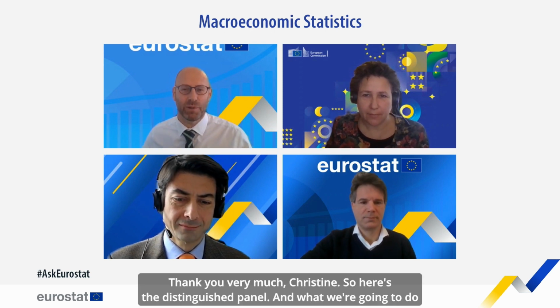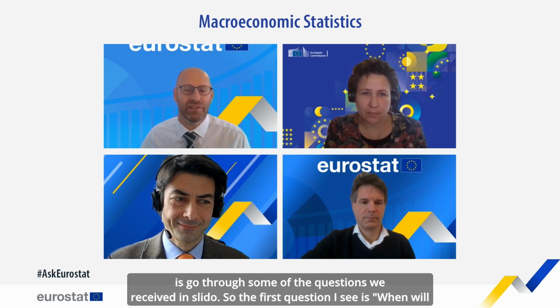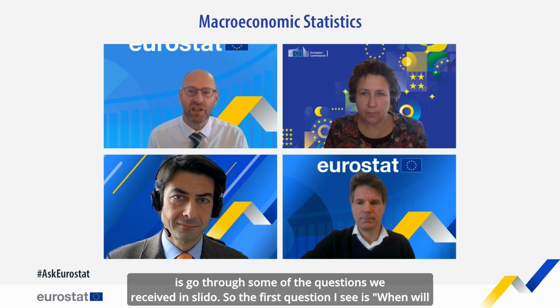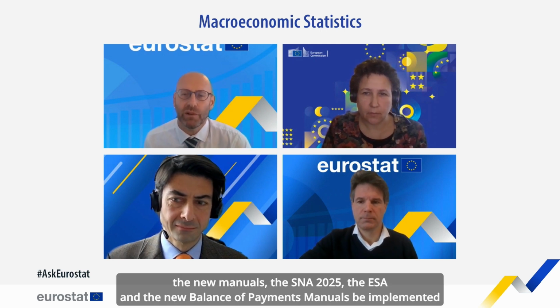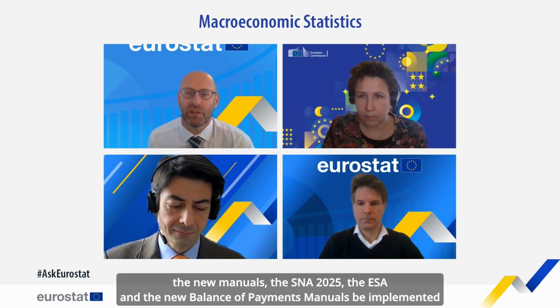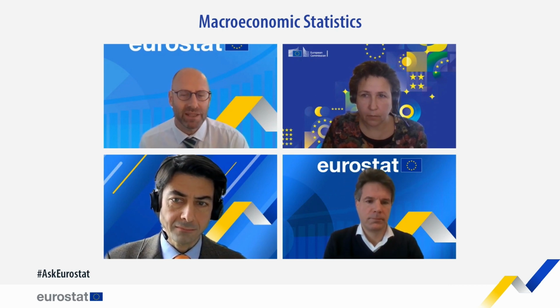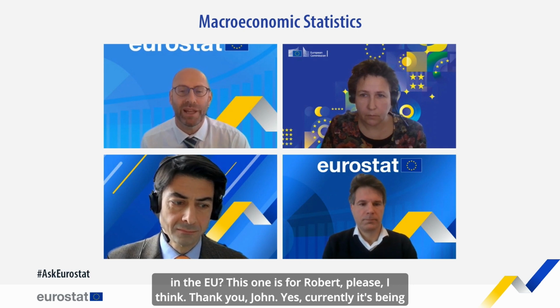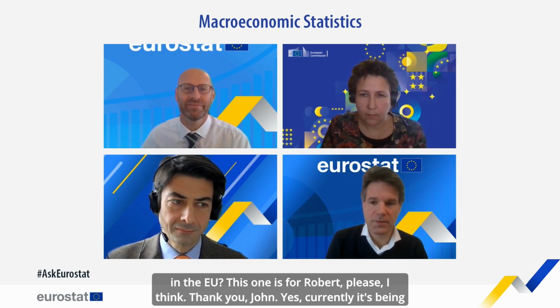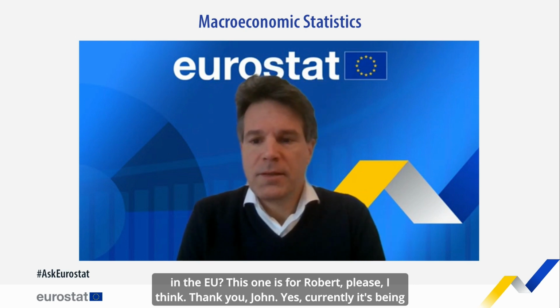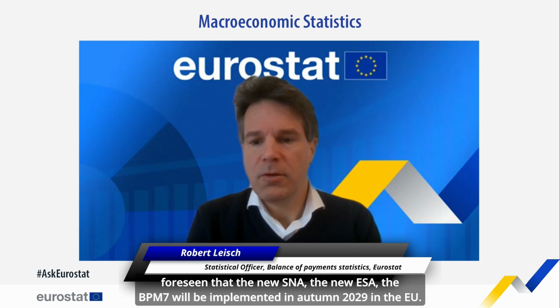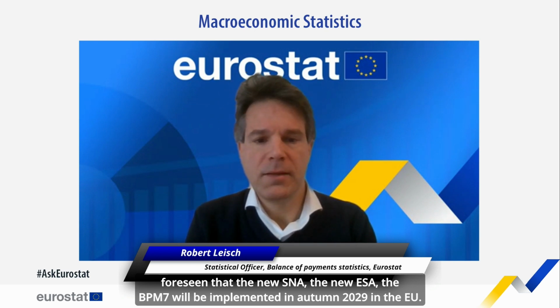So here's the distinguished panel, and what we're going to do is go through some of the questions we've received in Slido. So the first question I see is, when will the new manuals, the SNA 2025, the ESA, and the new balance of payments manuals be implemented in the EU? This one is for Robert, please, I think. Thank you, John. Yes, currently it's being foreseen that the new SNA, the new ESA, the BPM7 will be implemented in autumn 2029 in the EU.